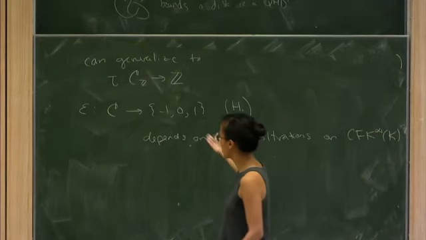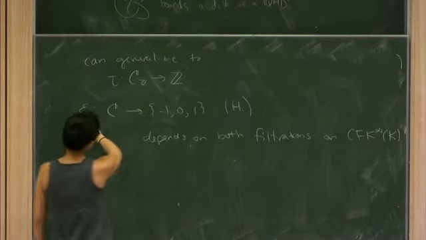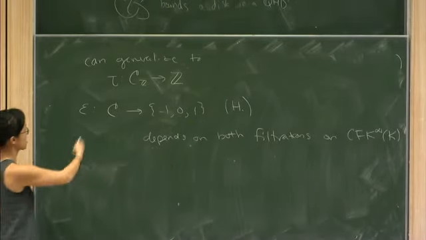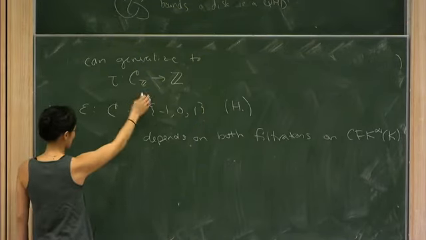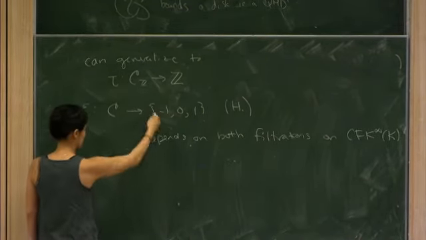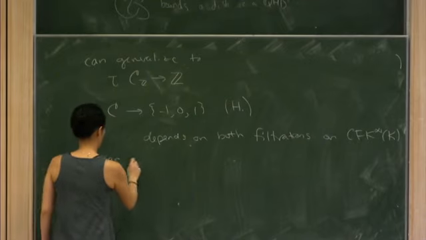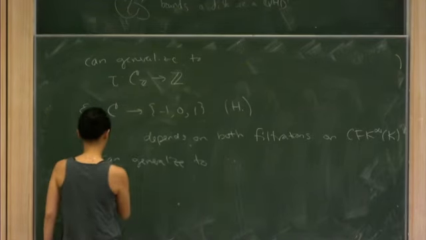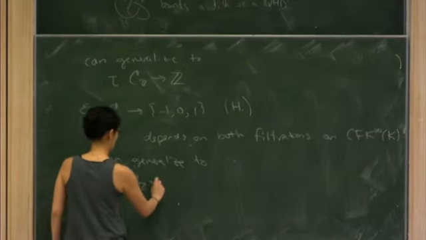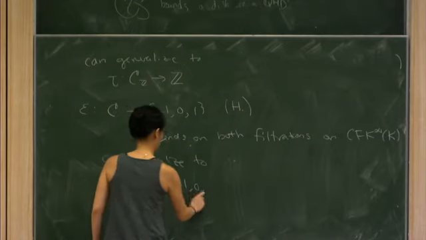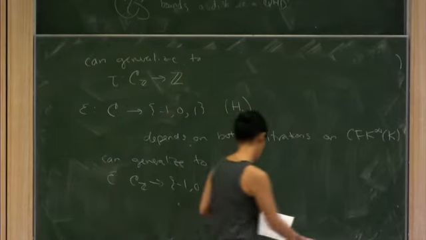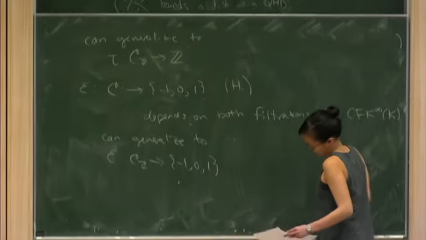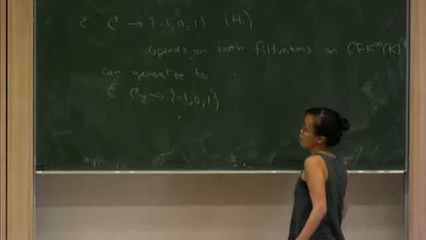And similarly, the definition of epsilon can be generalized to give you a map from CZ to this set. Okay.